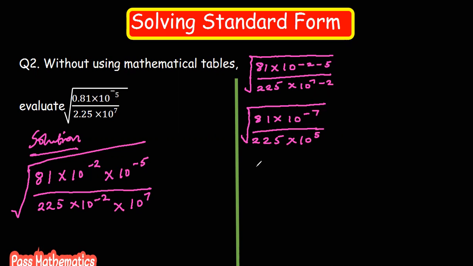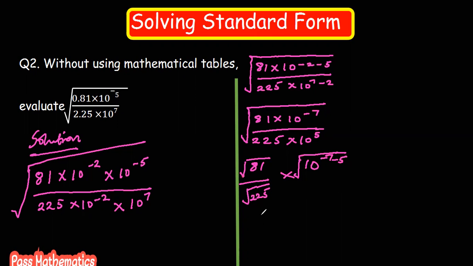Okay, so let's take the square root of these. To take the square root, we can write it as root 81. If you want, you can take the square root directly, divided by root 225, multiplied by the base 10. Since they have a common base, we take the powers: minus 7 minus 5, so it becomes minus 5.